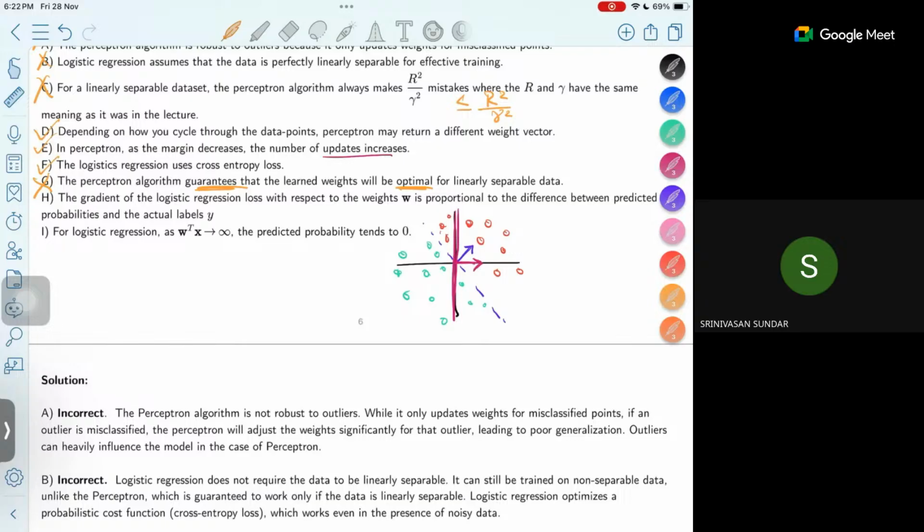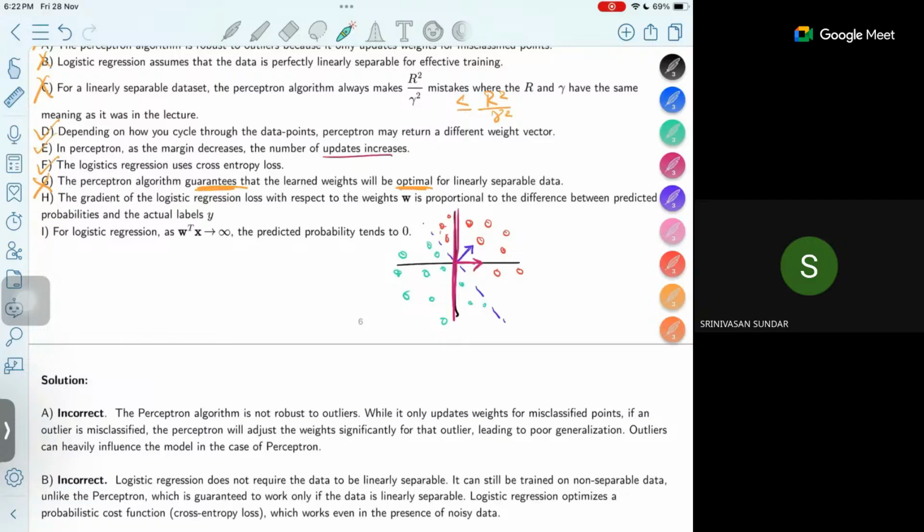And like I said, if there are two W's and one of them is clearly preferred over the other, from the perceptron's point of view that doesn't matter. As long as it correctly classifies all the training data points, it will stop there. Okay, and then the gradient of the logistic regression loss with respect to the weights W is proportional to the difference between the predicted probabilities and the actual labels.